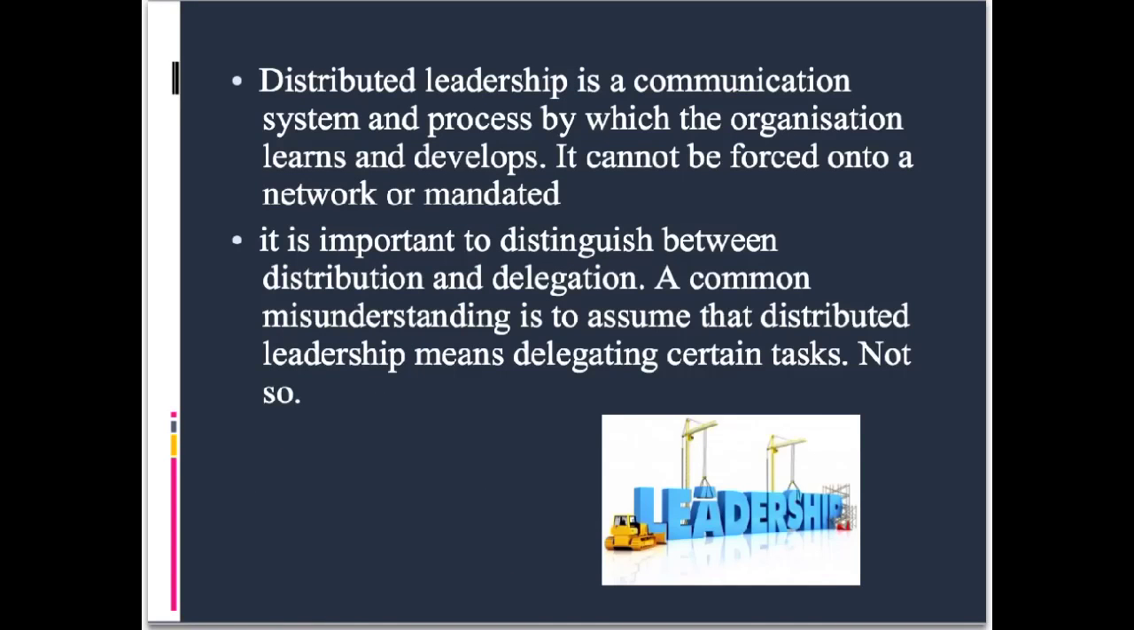Distributed leadership is a communication system and process by which the organisation learns and develops. It cannot be forced onto a network or mandated. So for example, you can't just walk in and say, okay, you guys are going to do distributed leadership. It doesn't quite work like that.